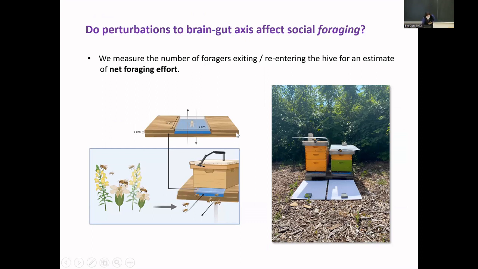You can see the setup here. It's on the ground, and you can see the white Bristol board, which simply serves as a good contrast, and there is a video camera mounted on top of the hive. This allows us to see how many foragers leave and re-enter the hive. The Bristol board on top simply acts as a sunblock to prevent the cameras from overheating.